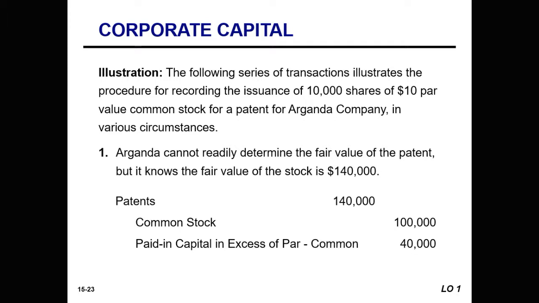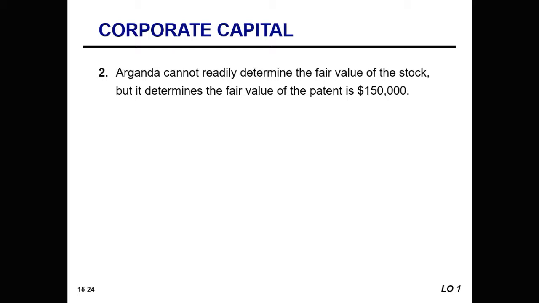In situation number 2, Ganda cannot readily determine the value of the stock. This can happen at the beginning of a stock issue, or it can also happen if there's a class of stock that has not yet been issued that you are using in the transaction. But it is able to determine the fair value of the patent. The patent has a fair value of $150,000.